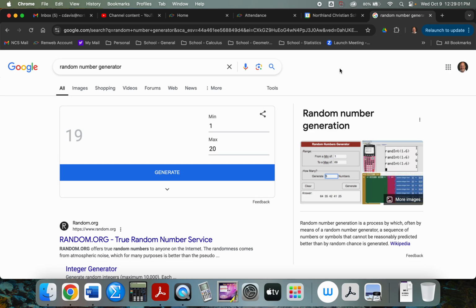In just a moment, when you get out your iPad, what you're going to do is do a Google search for random number generator, and this is what's going to come up. Everybody do that. Let's make sure everybody can find that.